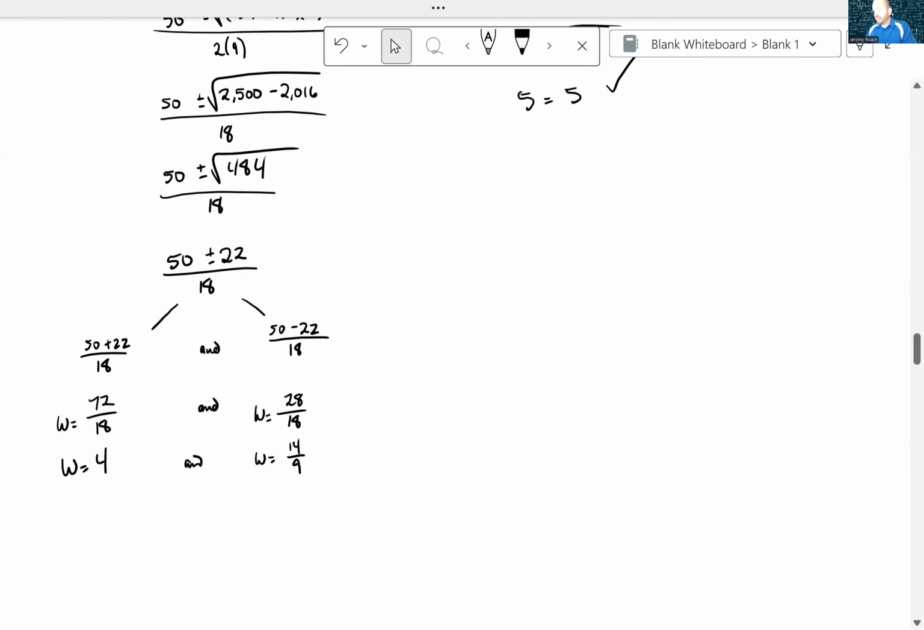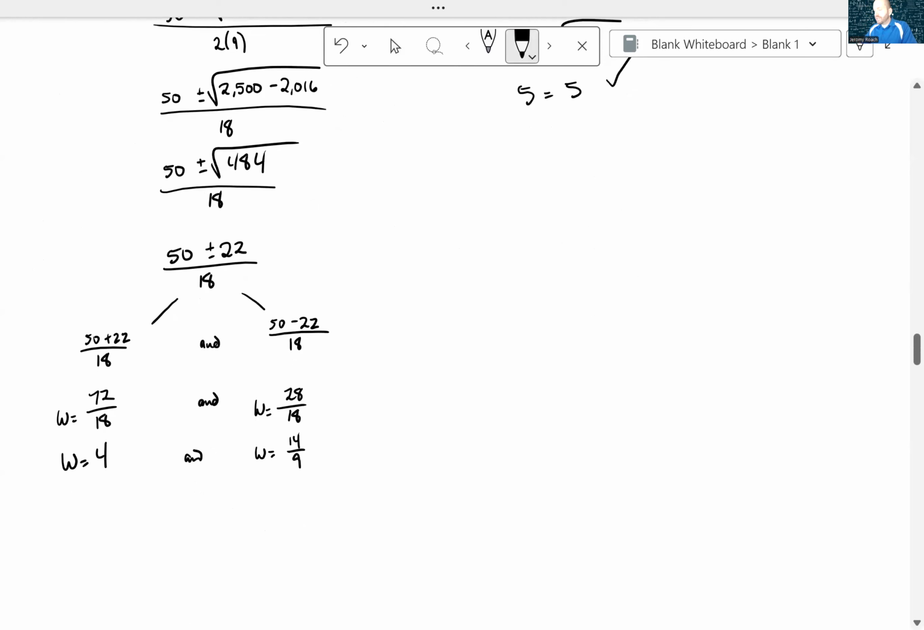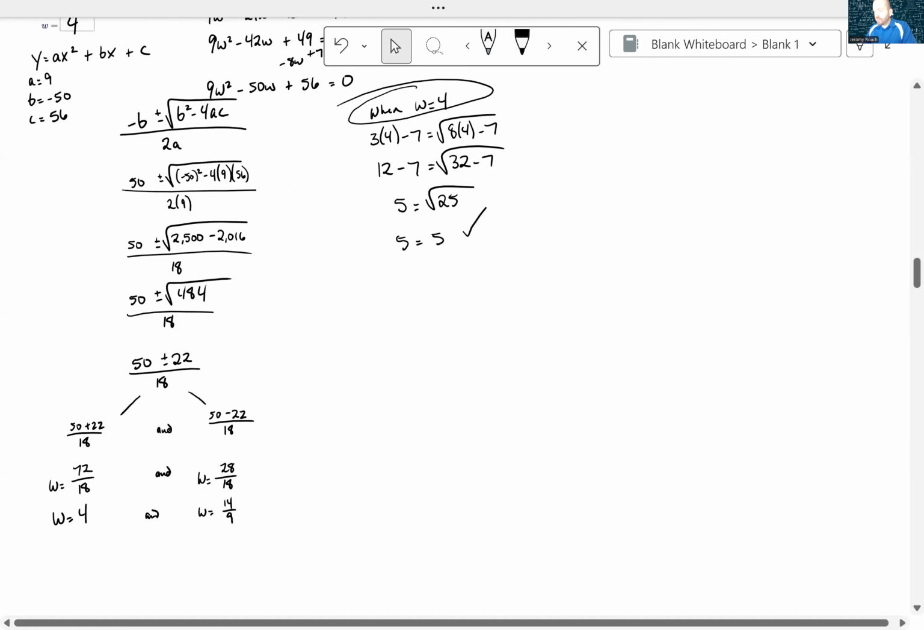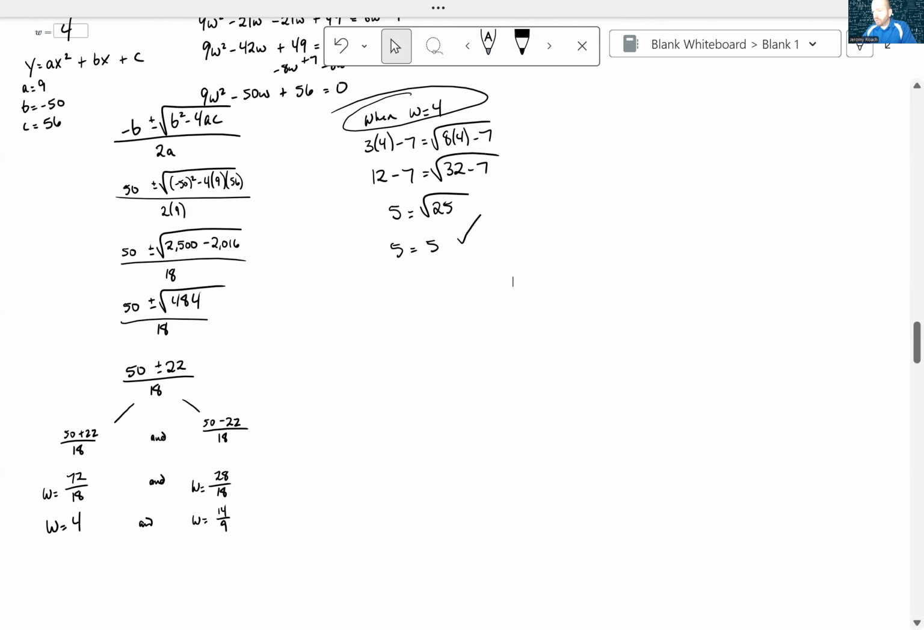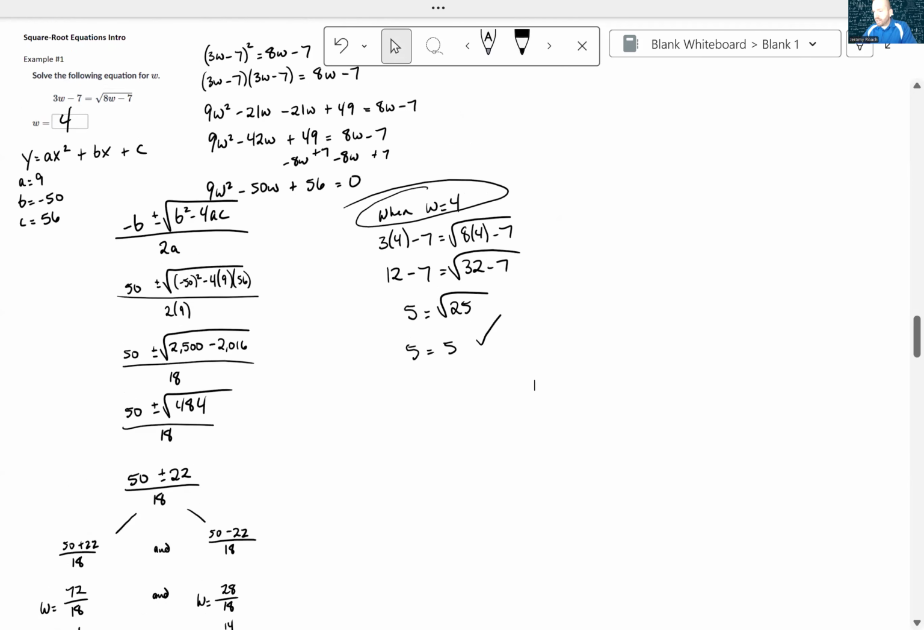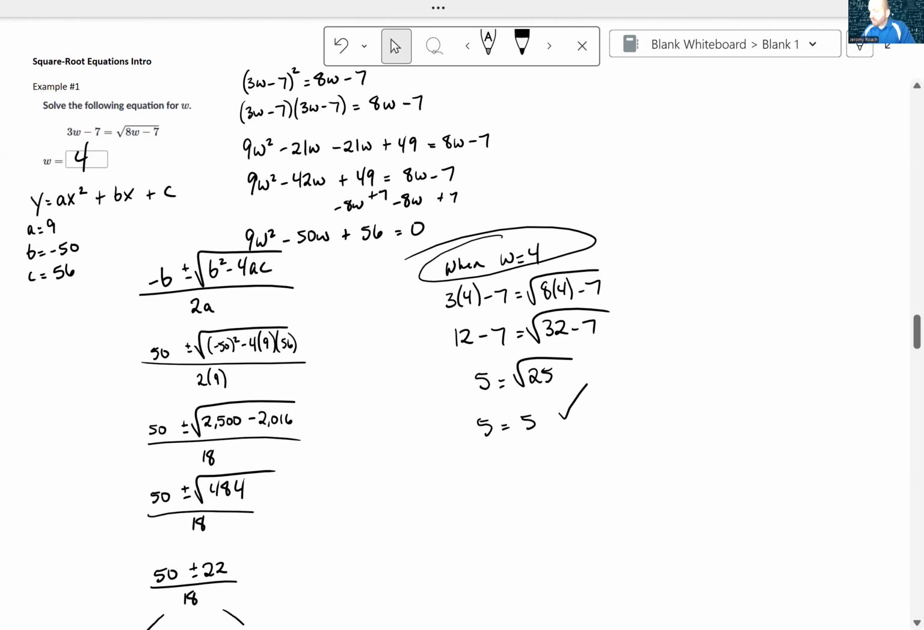Now, it's not always a good idea to assume that that's extraneous. So let's check it just to make sure that it is, because it could maybe be a solution. So we'll do the same thing for 14 over 9. So when W equals 14 over 9, we get 3 times 14 over 9 minus 7 equals the square root of 8 times 14 over 9 minus 7. And this gets a little tedious, I think, with common denominators and everything.